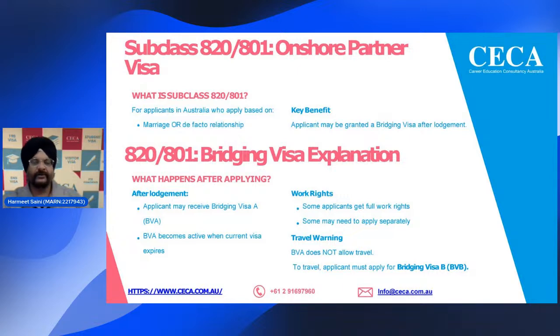If you are already on another bridging visa, then Bridging C will be granted. If you're not holding any visa, it depends, and maybe they grant you Bridging E as well. It all depends upon your migration history and your immigration status at the moment you lodge your application. If you are granted Bridging A and need to travel overseas, you can't directly travel on Bridging A. You have to apply for Bridging B to have travel rights if you want to travel offshore during the processing of your partner visa application.